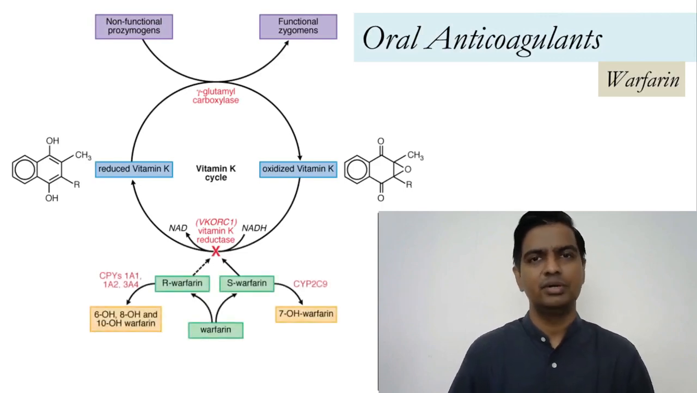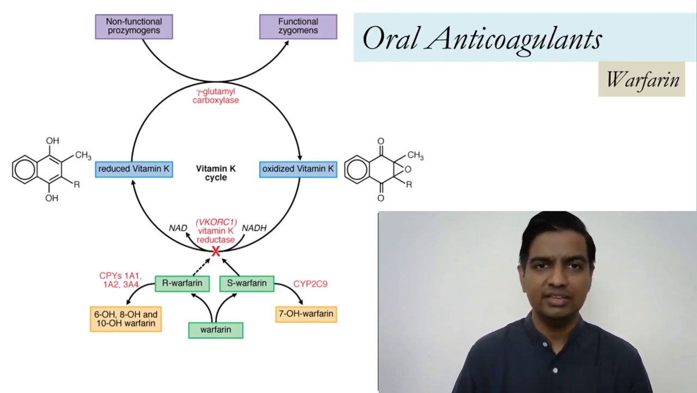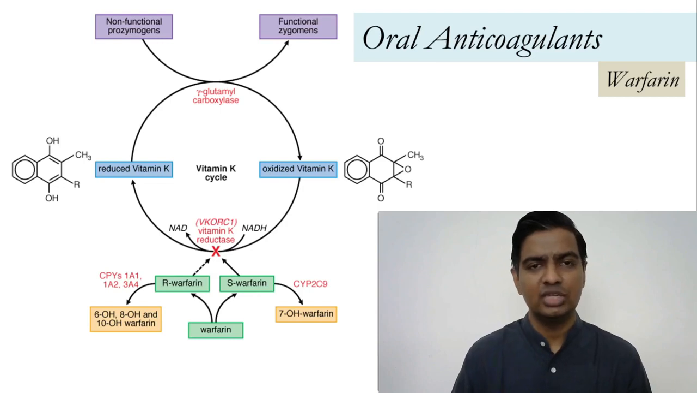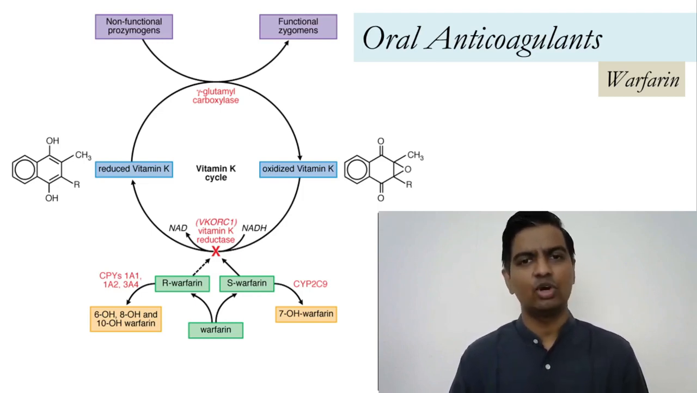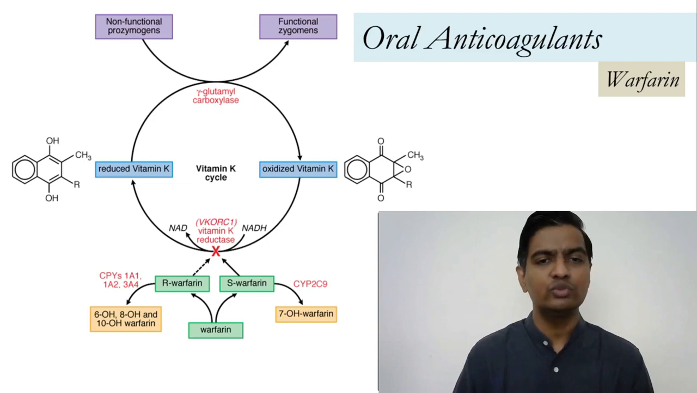Remember this particular flowchart that we spoke about? How reduced vitamin K is utilized by gamma glutamyl carboxylase to produce functional zymogens, but in that process the reduced vitamin K becomes oxidized vitamin K and becomes useless. Don't worry, we can reactivate oxidized vitamin K to reduced vitamin K by using vitamin K reductase.